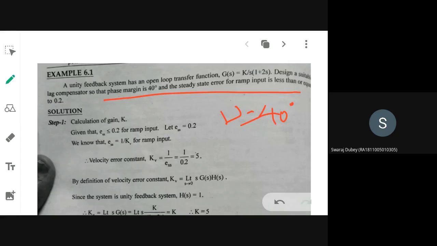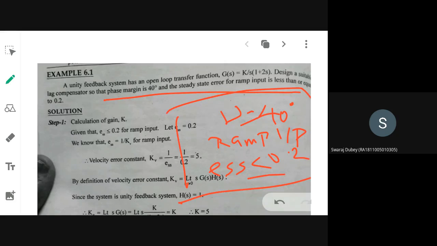The steady state error for a ramp input is less than or equal to 0.2. So for this specification, you are to design the lag compensator. By adding that lag compensator, you will be able to achieve gamma equal to 40 degrees and ESS will be kept less than 0.2. Okay, gamma is a frequency domain specification or time domain?